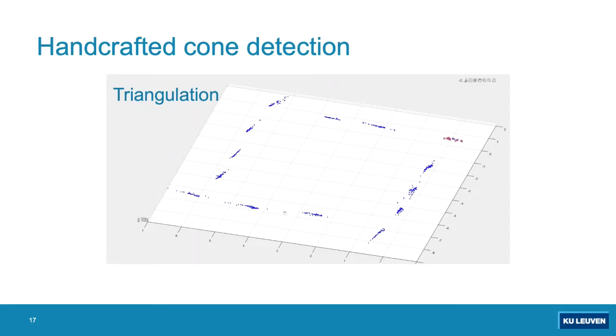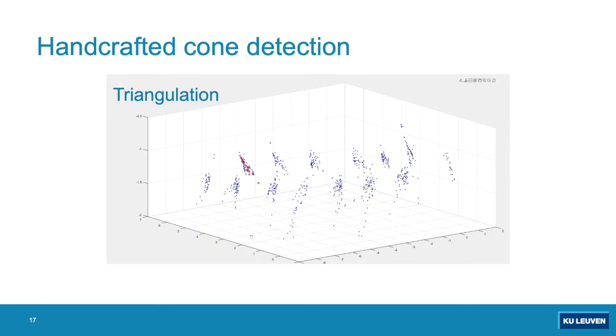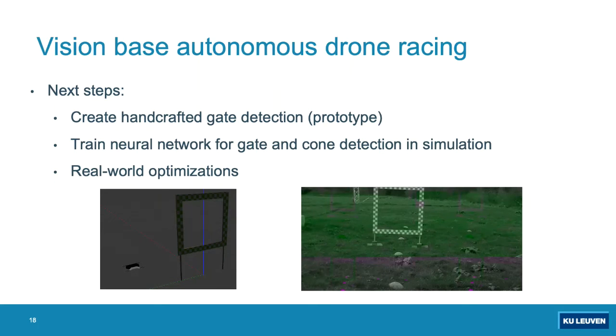Then the next steps are switching to a handcrafted gate detection. We have a prototype for this, but it's not reliable. It's not evaluated properly yet. And then also training a neural network and see how well the machine learning methods perform for this, both for gate and cone detection. This is something we're going to do in simulation, but obviously also want to apply this in the real world. And besides this simulation machine learning track, we expect some further real world optimizations to really improve the speed. Okay, so we can fly through the gates more quickly than this movie.